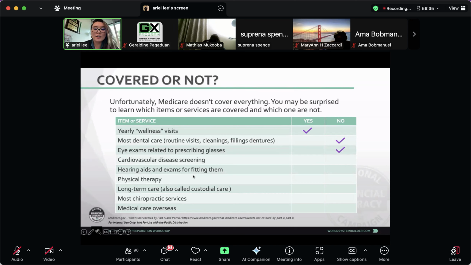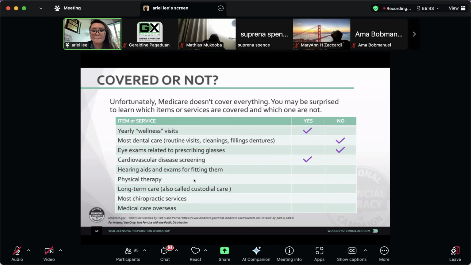What about cardiovascular disease screening? This one is actually covered. Why? Because it's a screening, and if you think about it, Medicare is for people that are 65 and over, so more towards older people, who are more likely to get cardiovascular diseases. So that's why it's covered. Most of those screenings take place in the hospital anyway.